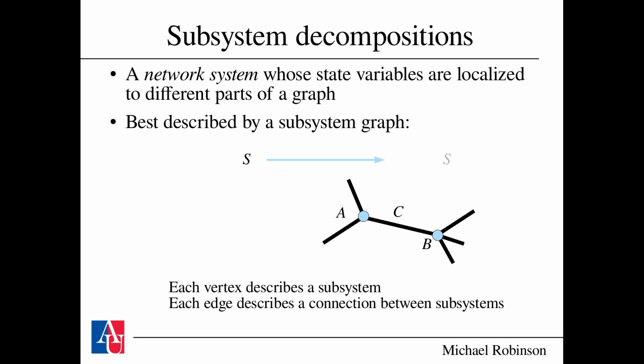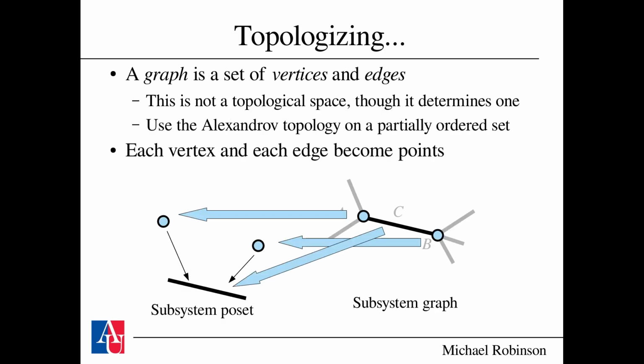Here's one possibility. The interpretation here is that each vertex describes a subsystem, each edge describes a connection between subsystems, i.e. shared variables that are communicated. So part of the state of subsystem A and subsystem B are shared, and they're shared by the variables that are going to end up on C. How do I put this into the sheaf context that I just showed you?